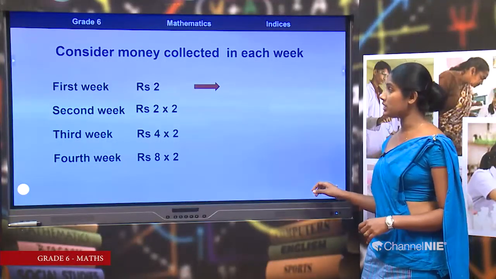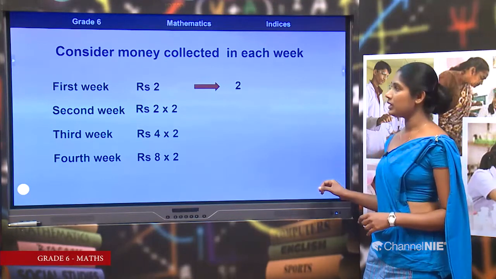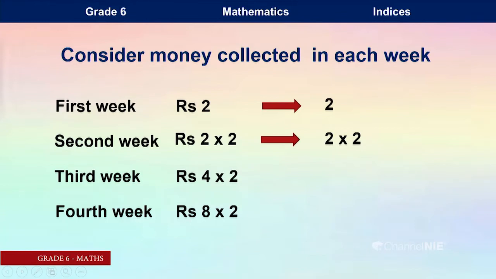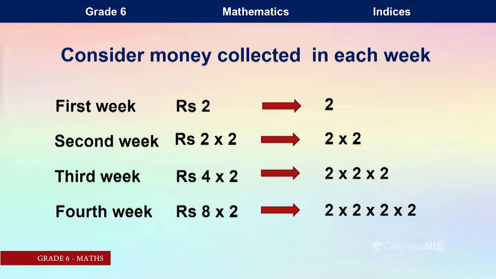Let's see it using multiples of 2. Then 2 rupees in the first week, that is 2. Second week, that is twice of the first week, that means 2 into 2. Third week, you can write 4 by using 2, that means 2 into 2 and another 2 also, that we have to write. Then fourth week, it is 8 multiplied by 2. Now you know how to write 8 by using 2's. Then it is 2 into 2 into 2 into 2.